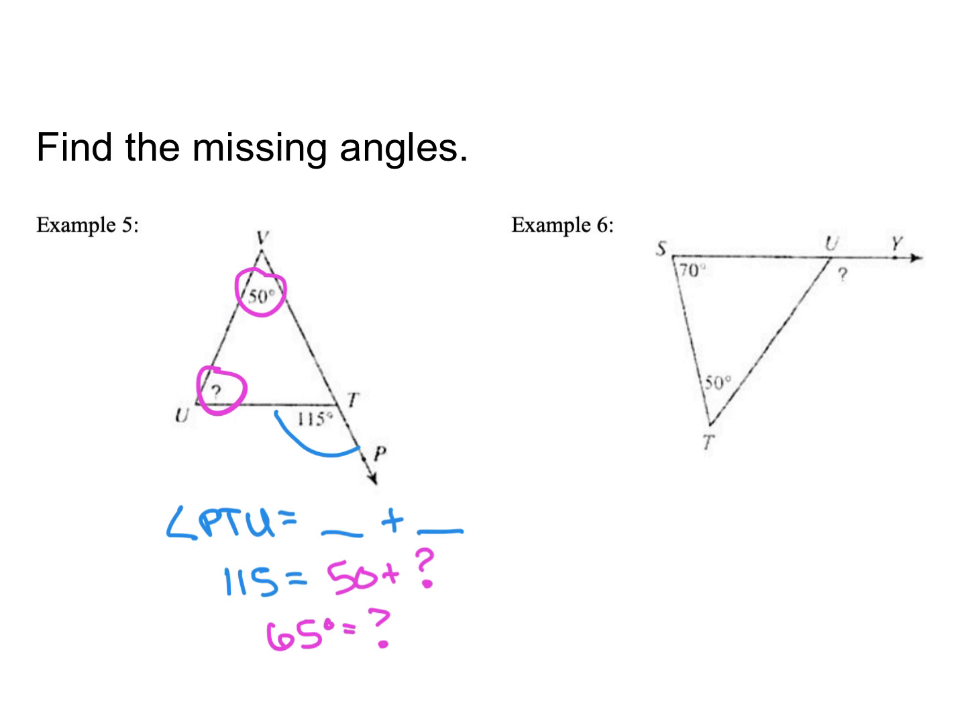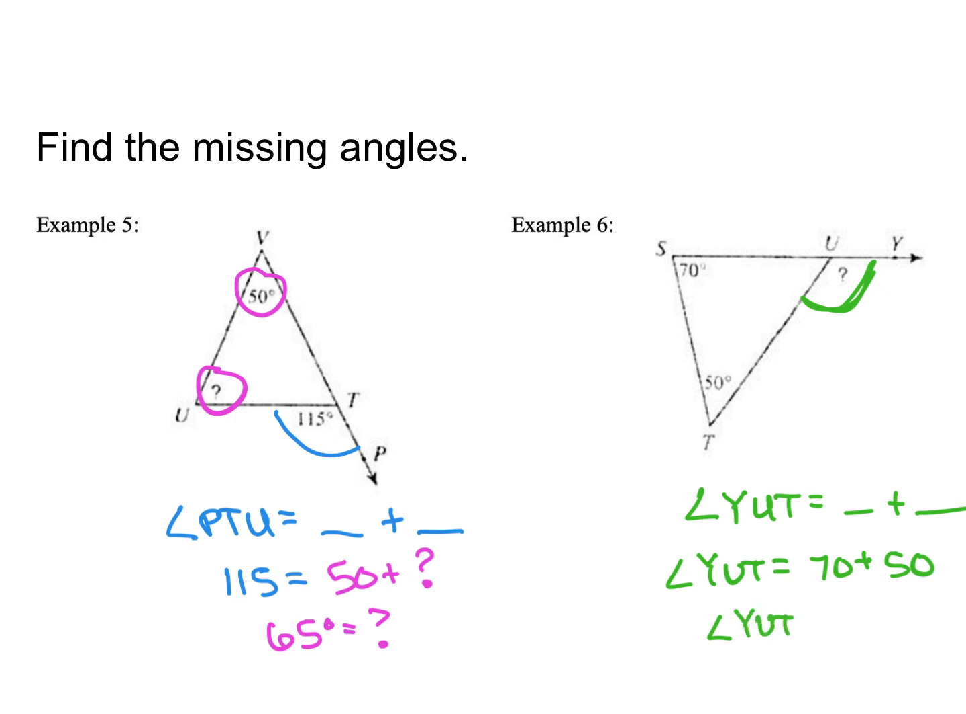All right, example number 6. We're looking for that exterior angle. So angle YUT is going to equal the addition of the two across from it inside. Let's go ahead and fill everything in. We're looking for YUT. It is going to be 70 plus 50. Well, what is 70 plus 50? That is 120 degrees.